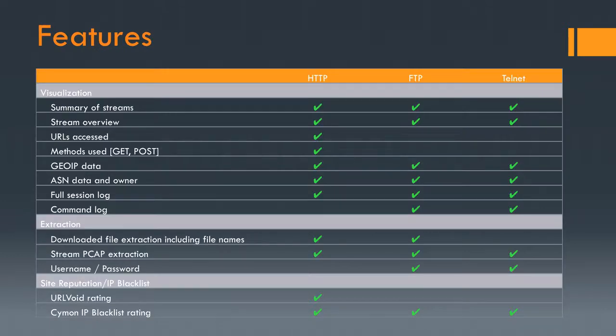So here's a quick feature comparison or a list of features for StreamViewer. There are three different categories. The first category is visualization. This is really the GUI, the web GUI, which at the highest level starts off with a summary of the streams, then provides a stream level view of each stream, different URLs accessed and methods used for HTTP sessions, and for all sessions we'll have GeoIP data, ASN data, full session log, and for FTP and Telnet we'll do command logging.